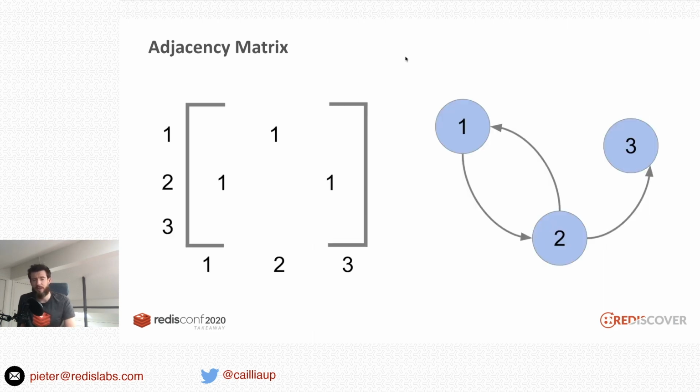What is an adjacency matrix? In an adjacency matrix, both the rows and the columns represent all the nodes within your graph. In this case, there is a 1, for example, on row 1 and column 2, which indicates that there is a relationship between node 1 and node 2.